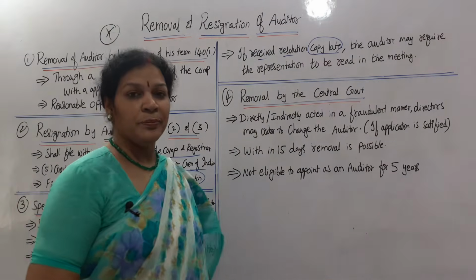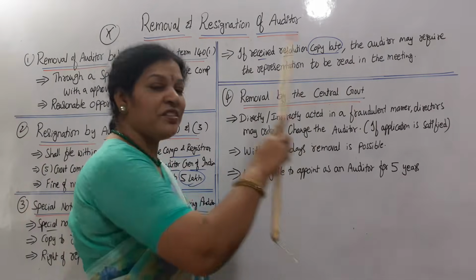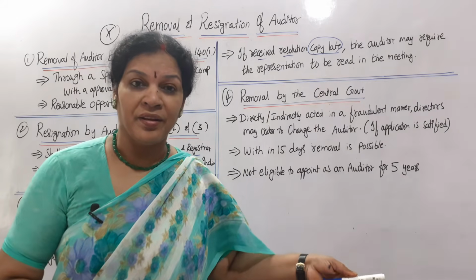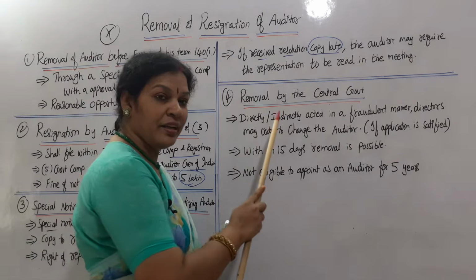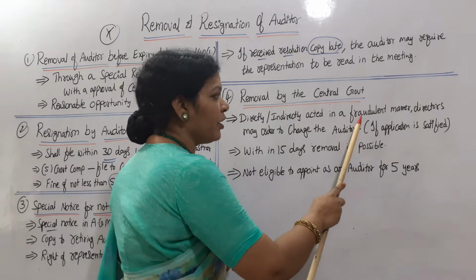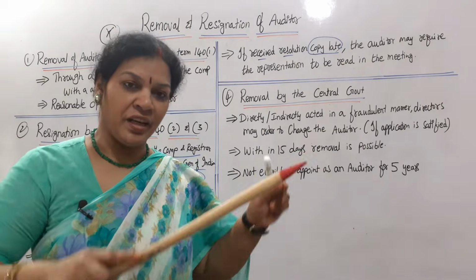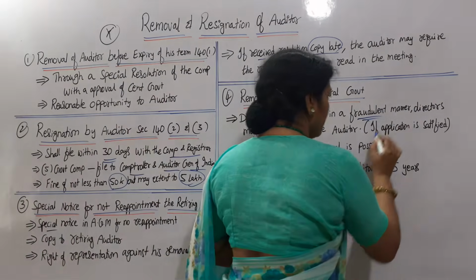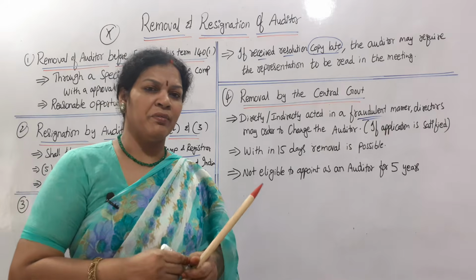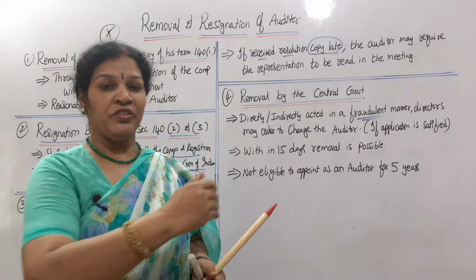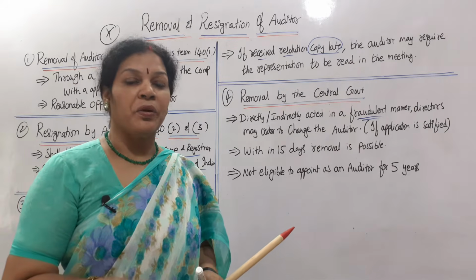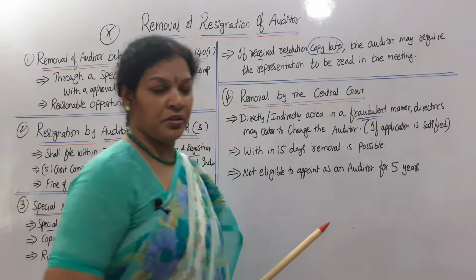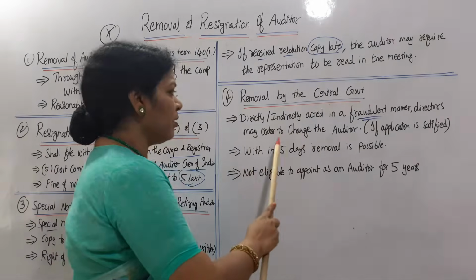And the next and last point is removal by the central government. Yes, the central government also can remove the auditor. How and when? Remember a few points: directly or indirectly acted in a fraudulent manner. Fraudulent means deceived or manipulated things, or influenced by someone, acting on behalf of someone and doing favor to someone and not doing his duties properly. Everything is fraudulent. If the auditor is involved directly or indirectly in any of the fraudulent cases, then the directors may order to change the auditor.